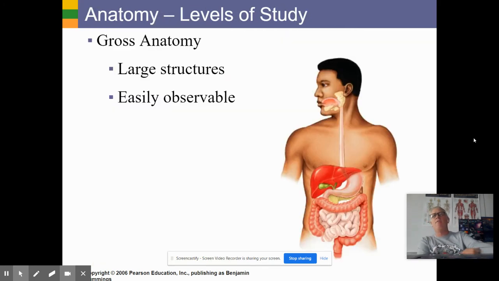We also have the idea of gross anatomy, and gross anatomy is not where you go, "ew, that's gross." No, it means big anatomy, stuff that I can see. They're large structures, easily observable. I can see that bone. I can see that blood vessel. I can see the heart. I can see, in this case, the liver, the stomach, the intestines, even the little green gallbladder in this picture. I can see those things.